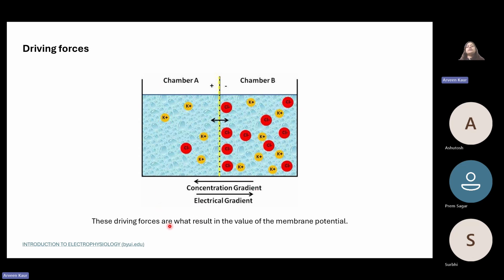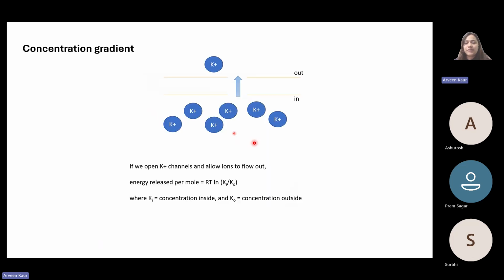So these driving forces are basically what result in the value of the membrane potential, right? And we know the value of the membrane potential, roughly about minus 70 millivolts, right?